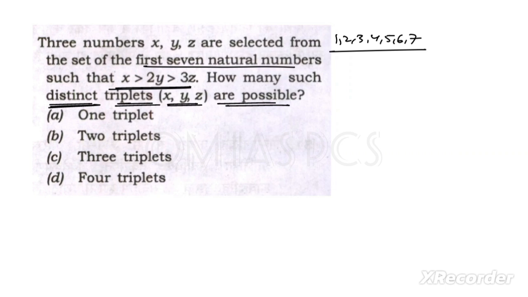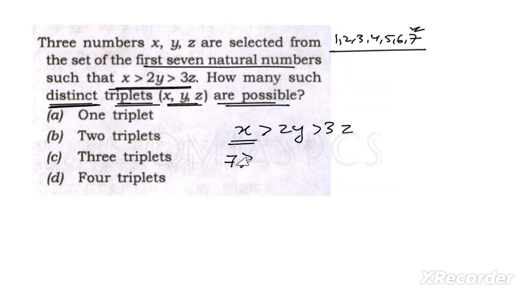Just write the inequalities. It is given that x should be greater than 2, y is greater than 3z. If you observe this inequality, x is the largest number, then y, then z. So we have to take the largest one from the possible numbers. So I am taking 7. What can be the second value? It should be less than 7, like 6, 5, 4, 3, 2, 1.